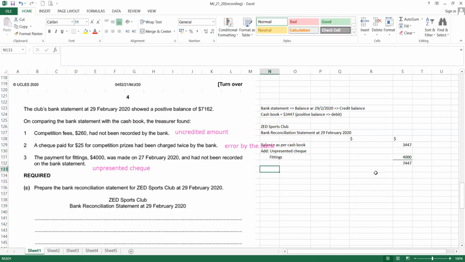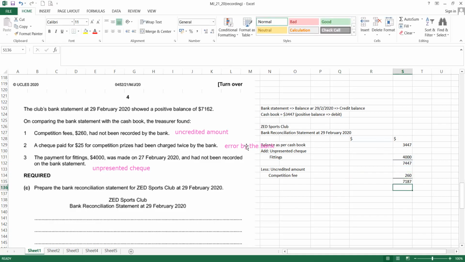So we get this plus this. Okay, the next item, less uncredited amount. Later I will explain how we see the item. This uncredited amount is the competition fee that has not been recorded by the bank. So here we put competition fee 260. So take this, you minus this one. So you get this amount.